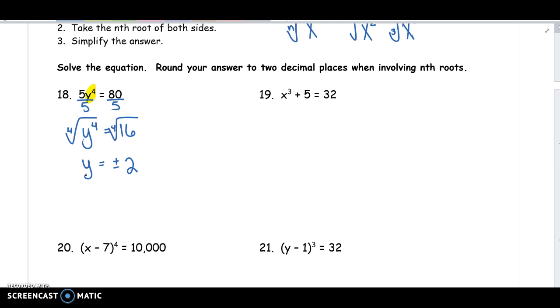Number 19. What do you think we are going to do? Subtract 5. That gives us x to the third equals 27. To get rid of the cube, we take the cube root. With the cube root, we don't care about the plus minus, so look at your perfects chart in the thirds column for 27. When you find 27 in the thirds column, slide all the way over to the left, and you see that the third root of 27 is 3.